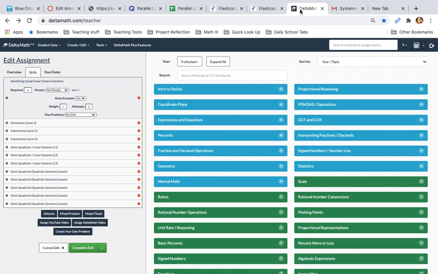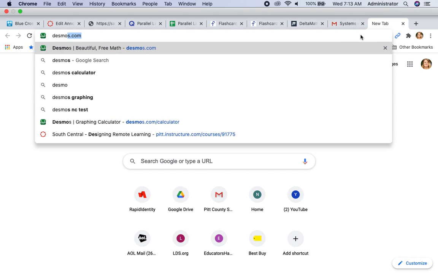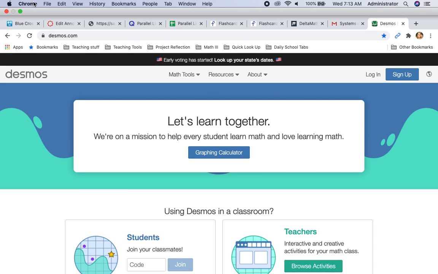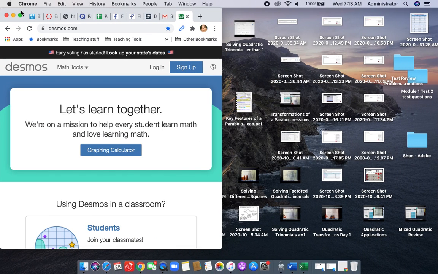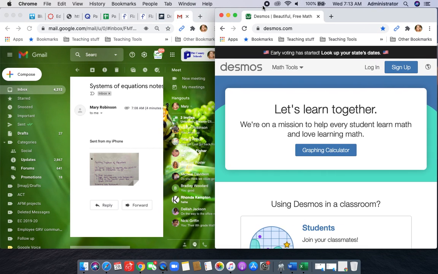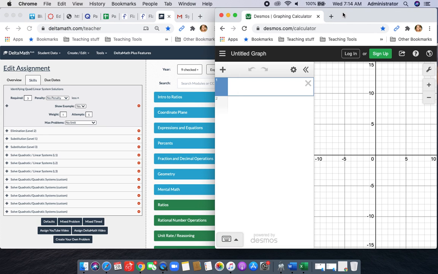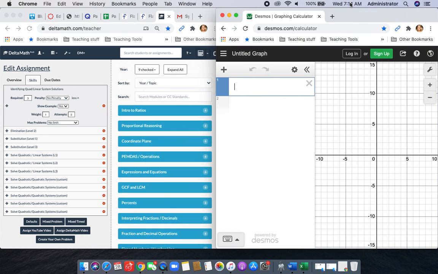So we are now in our Delta Math assignment. What I want you to do is open up a new tab. Do not go in here and type it, okay? Not here, but open up a new tab and type in Desmos.com. And similar to how we've done before, I want you to minimize that window and drag your Desmos calculator over to the side. And then you're going to, on the Desmos side, choose Graphing Calculator. And we are going to be entering in our equations here so that we can type our solutions here into Delta Math. But like I said, not everybody's going to get the same equation here.